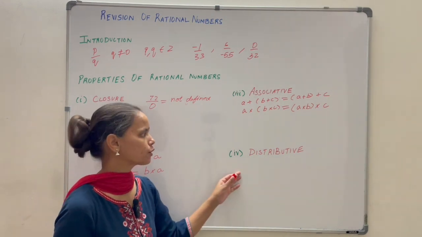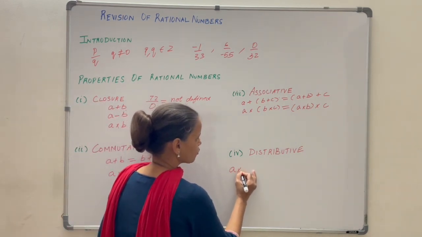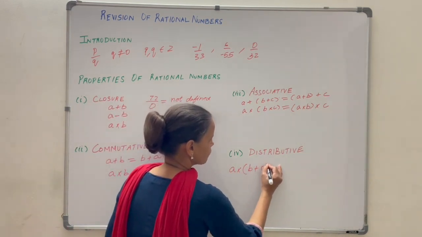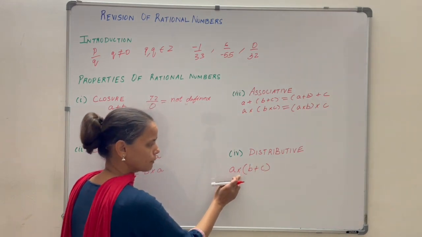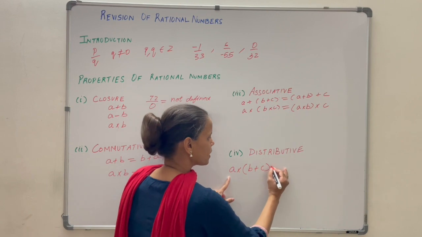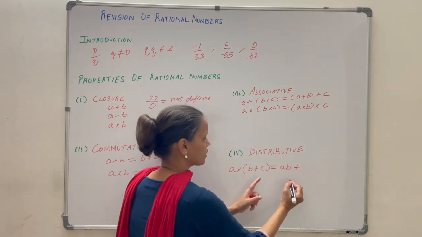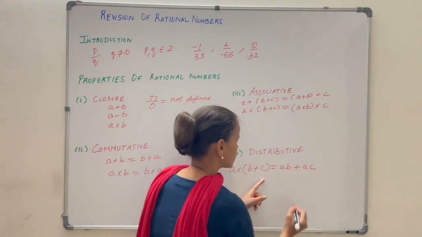Let us now discuss the distributive property of rational numbers. So a into (b plus c). This is distributive property of multiplication over addition. First you multiply a to b, you get ab. Plus into plus is plus. Then you multiply a to c, you get ac.